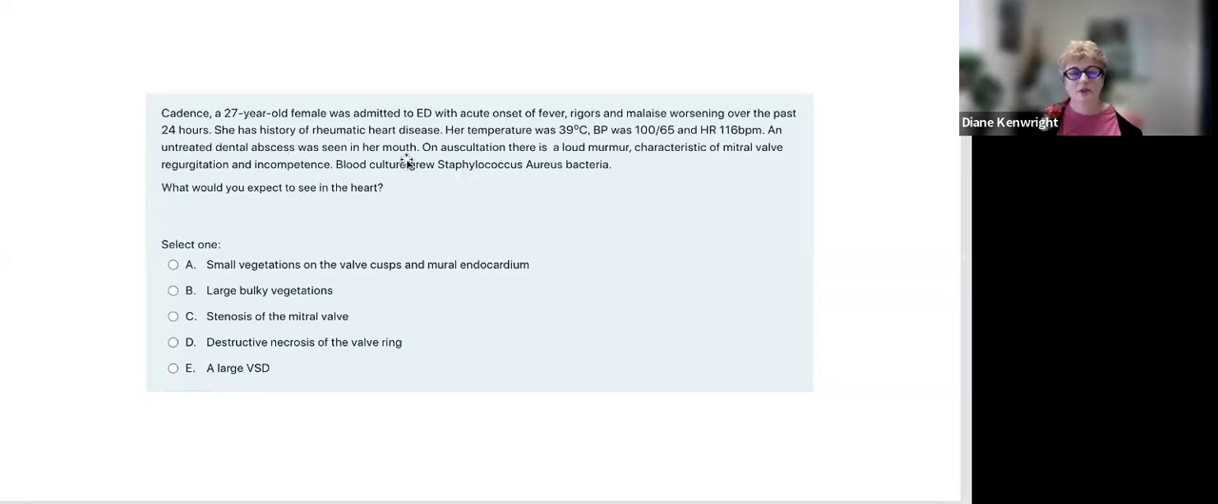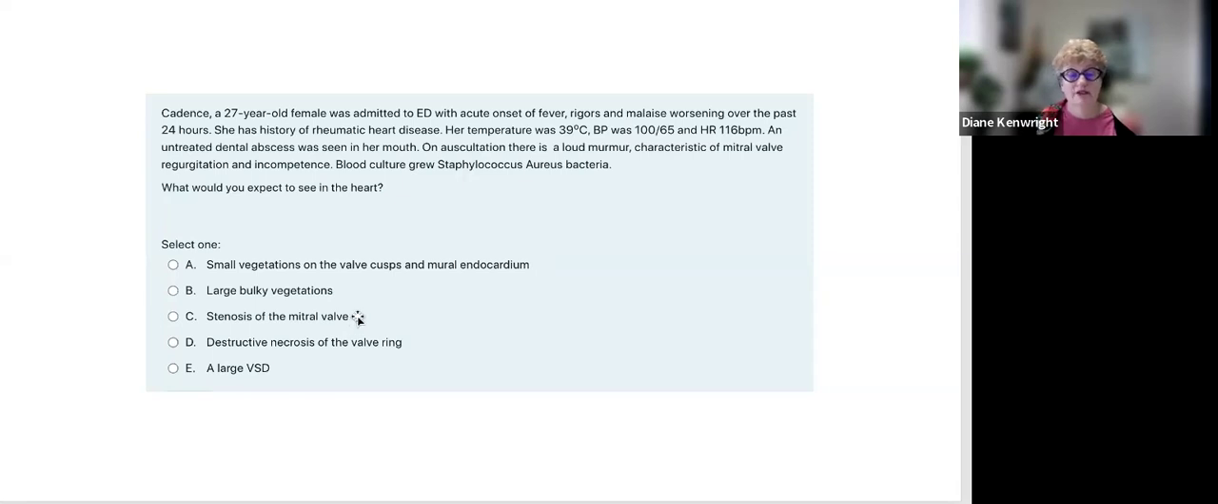All right, here we go. The blood culture grew Staph aureus. So we know that this is not going to be a gentle, big vegetation strep viridans infection. This is going to be the pus maker, the destructive Staph aureus. Let's have a look here. So is she going to have small vegetations on the valve cusps and endocardium? No, this is rheumatic fever. Large, bulky vegetations? No, this is subacute endocarditis caused by low-grade organisms such as strep viridans.